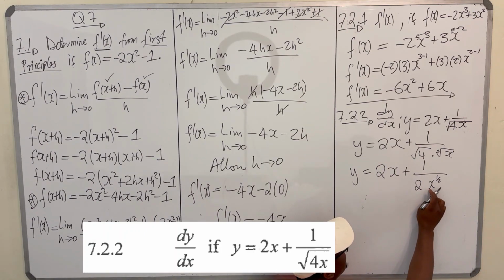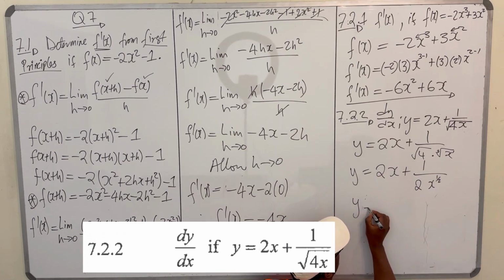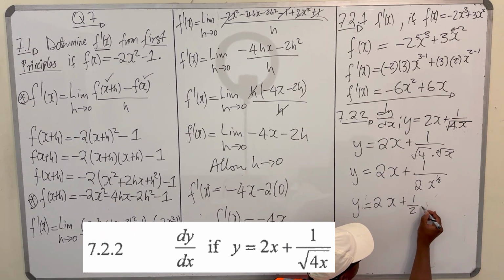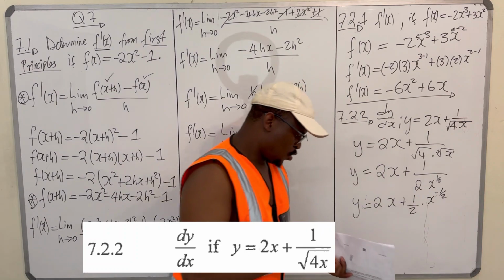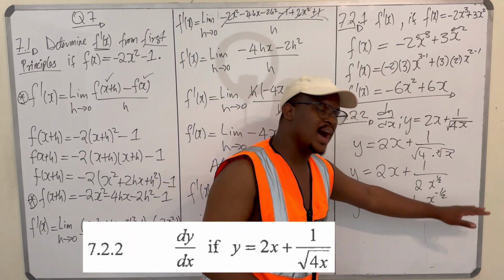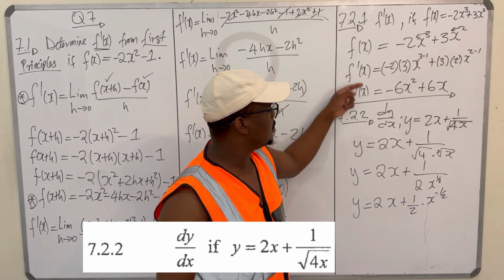Now the problem is that the variable is still in the denominator, so we can take it up. By saying y is equal to 2x plus 1 over 2 times x raised to negative 1 over 2. Now, we don't have any variables in the denominator, all of them are up here. So we can derive the same way we did here.